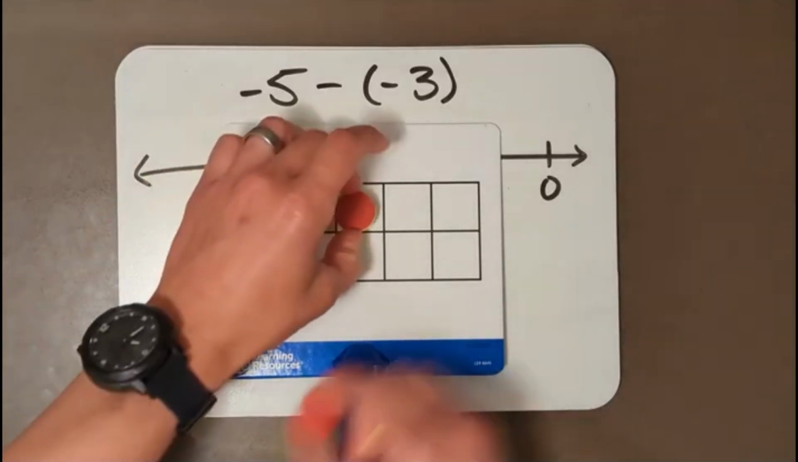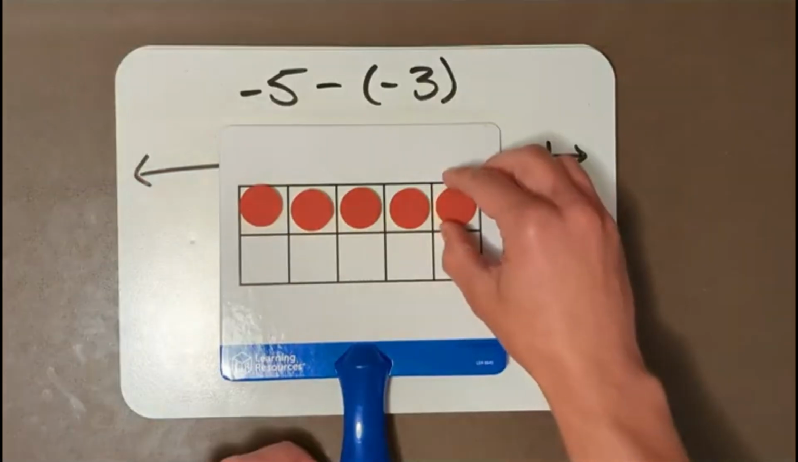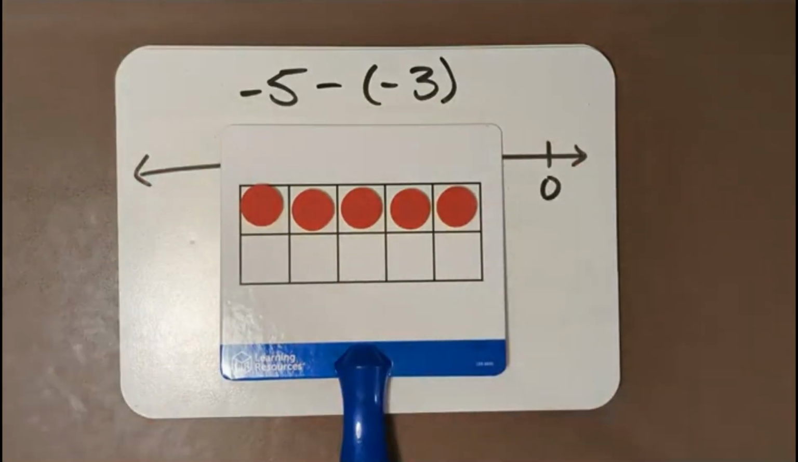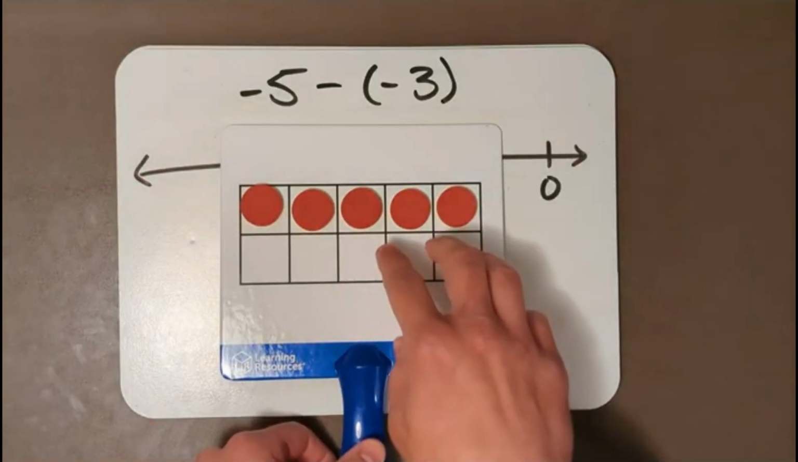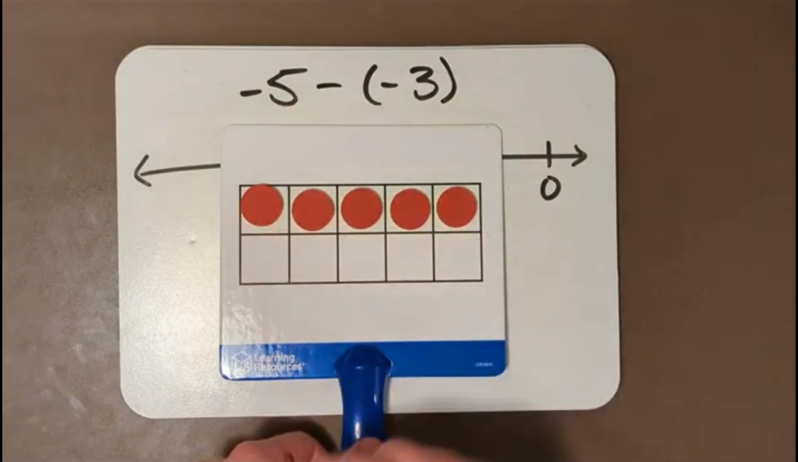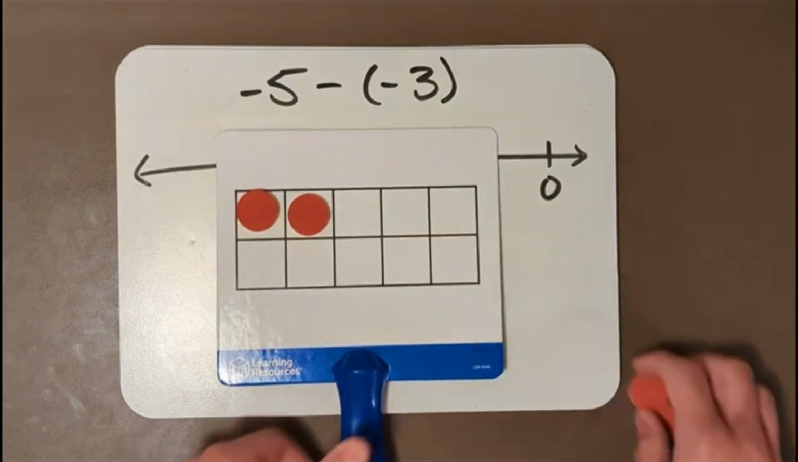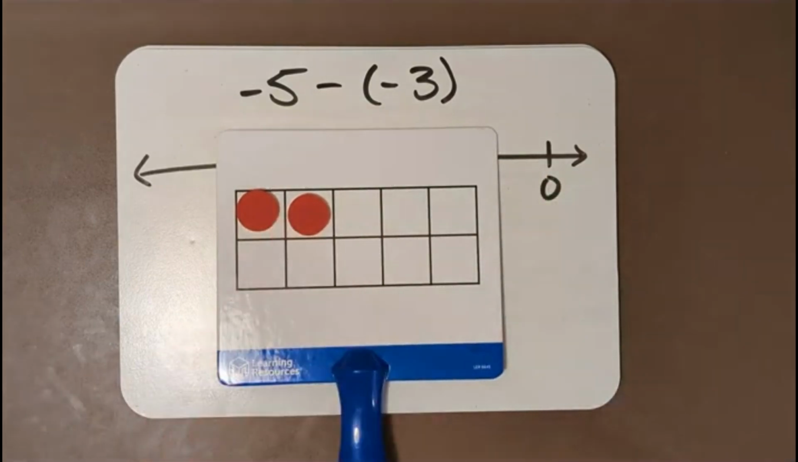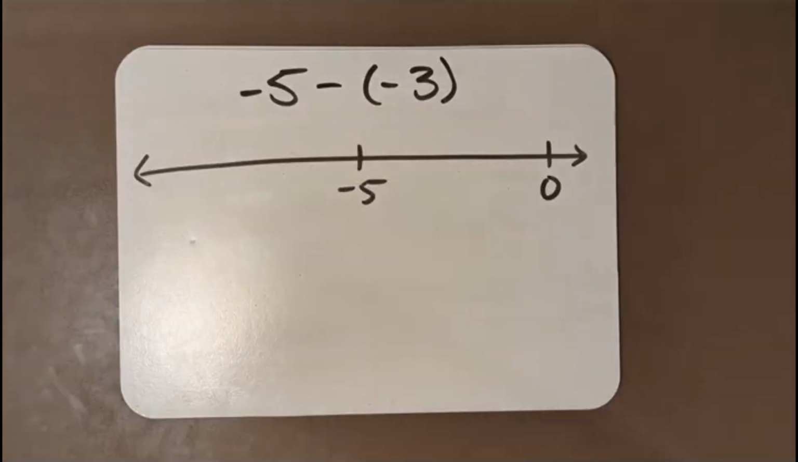If we're not using just the shortcut, which in this concrete model might seem a little bit more confusing, here if we have negative 5, we want to take away negative 3, that means we have 5 red counters, we want to take away 3. The reason we can do either is because, again, it leaves us with the 2 red counters.